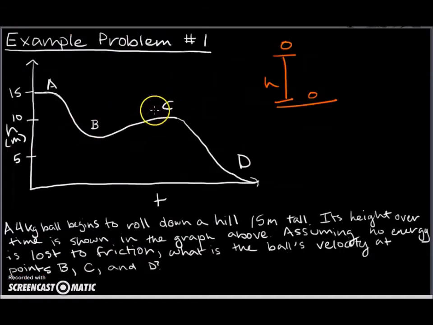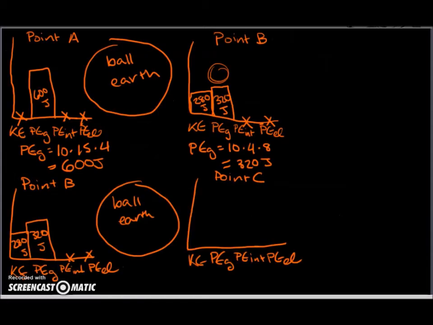At point C, our height looks to be about 10 meters, which means that our gravitational potential energy has increased from point B, but it's still less than it was at point A, which means that our kinetic energy must be less than it was at point B if our energy is conserved, but we can see that more clearly on our LOLOL diagram.